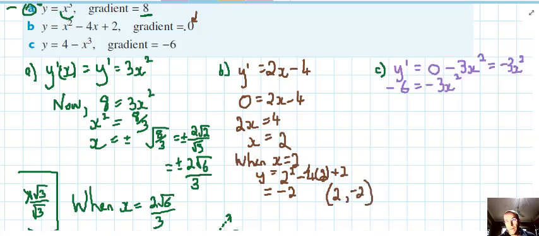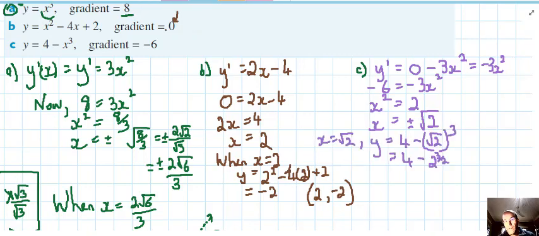Last one. Okay, finding the derivative, we have y dash is equal to negative 3x squared. Solving now, and we get two values, plus or minus root 2 when we solve, and y comes out as 4 minus square root of 2 cubed, or if you like, 4 minus 2 to the power 3 on 2, using your fractional indices. So therefore that point is, I might just leave it as a radical form. So it's root 2 and 4 minus root 2 cubed. You can leave it in either form.